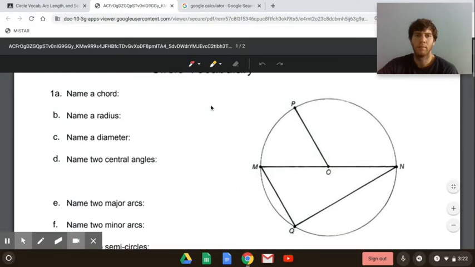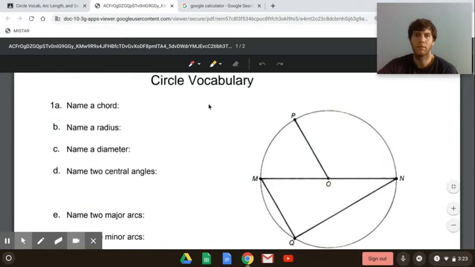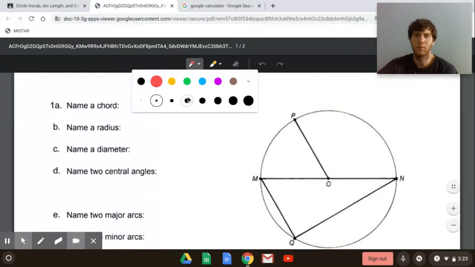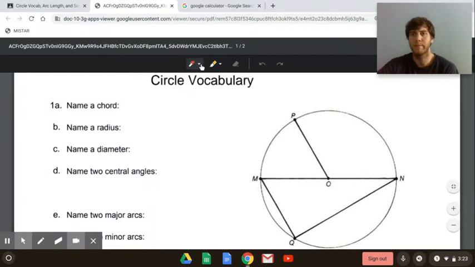So we have a chord. If we watch the notes video or just Googled it, we know that a chord is a segment whose endpoints are on the circle. We actually have three different chords drawn in here. We have MQ would be one. It's a segment whose endpoints are on the circle. So MQ would be a possible chord.